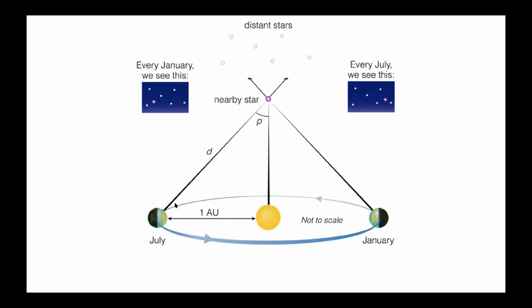So here's an example where we might see in January, this star appears against the background stars over here. It's going to be way over here. And in July, we see this foreground star, this nearby star, moved well over here with respect to those background stars. By measuring the distance that it's moved between January and July, we can use some geometry to get the distance to that star.